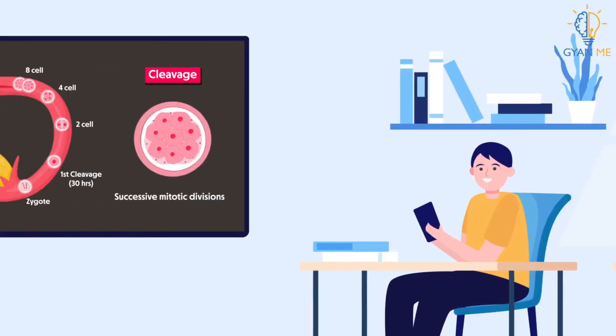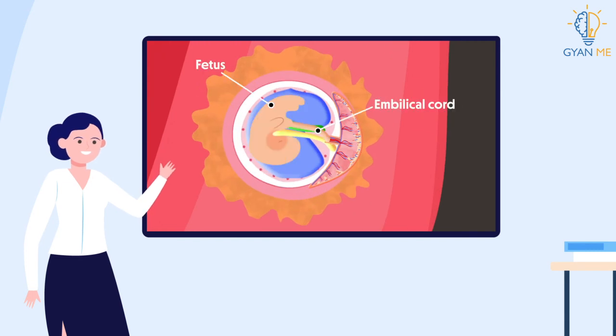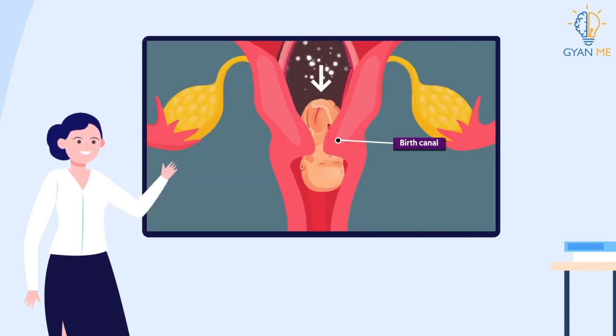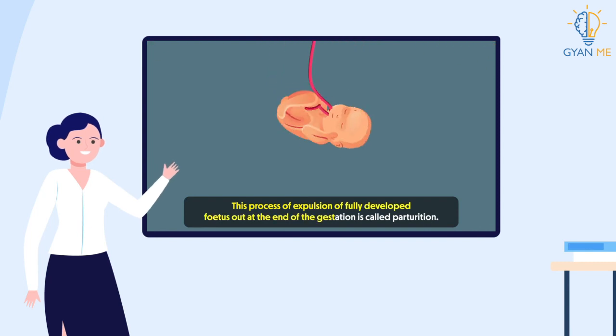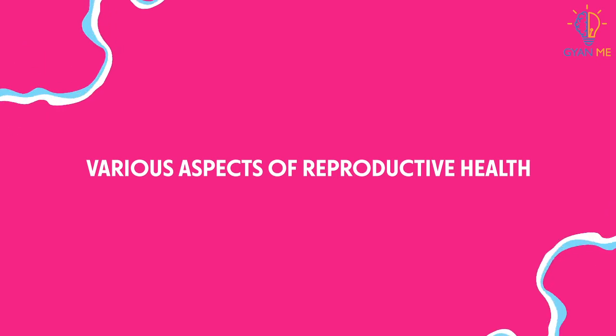So students, we have seen the development of zygote into embryo and into fetus, and then its expulsion out, which is childbirth. In the coming videos, we will learn about various aspects of reproductive health.